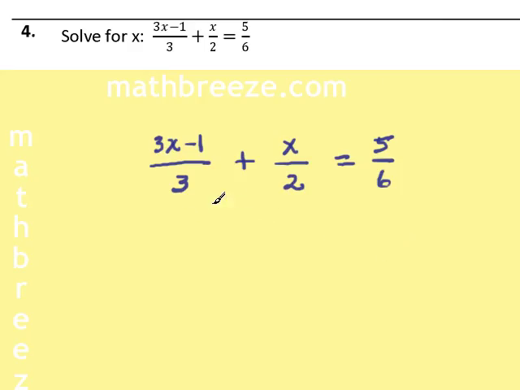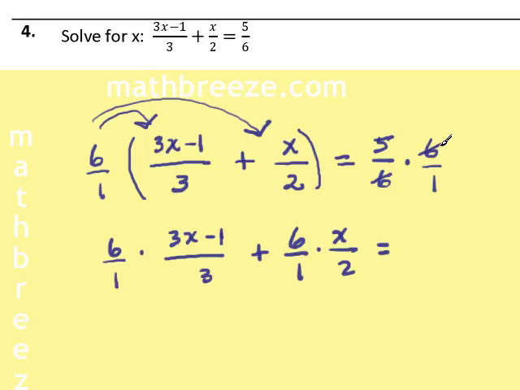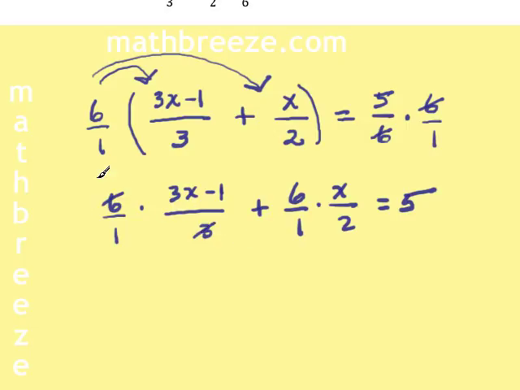And then for the last one, we have the denominators of 3, 2, and 6. So the smallest number that all 3 divide into evenly would be 6. So we're going to use 6. We're going to multiply both sides by 6, or 6 over 1. And again, distribute. On the right-hand side, I'll just cancel these 6's. Let's divide 3 into 6. We have 2. Let's divide 2 into 6. So we have 3. And now again, we have to be careful here.